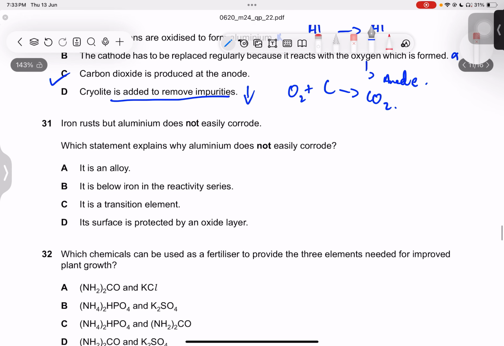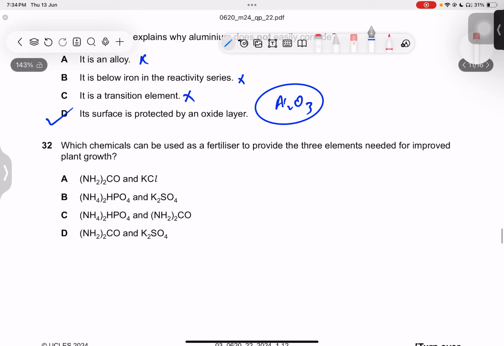Iron rusts, but aluminum does not easily corrode. Which statement explains why aluminum does not easily corrode? It is an alloy. No, it is a metal. It is below iron in the reactivity series. It is above iron in the reactivity series. It is a transition element. This is not true. Its surface is protected by an oxide layer. Yes, aluminum oxide forms an impermeable layer above the aluminum.